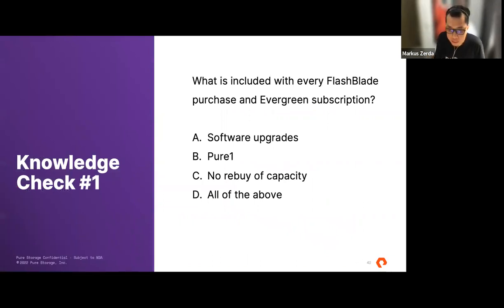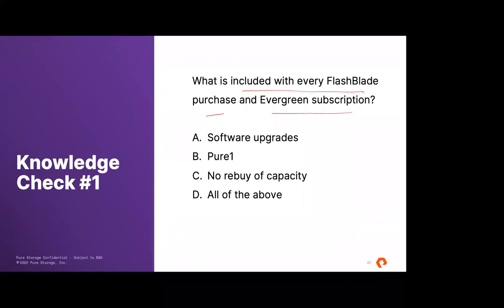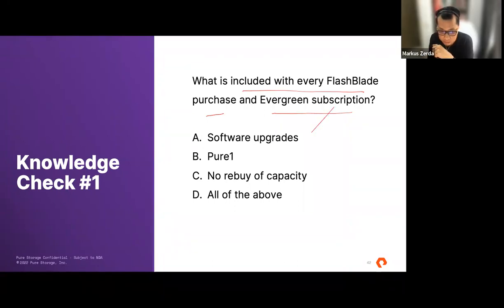Right? What is included with FlashBlade whenever FlashBlade purchases an Evergreen subscription? So if you have Evergreen subscription, what's included here? What is not included here? D, all of the above. Yeah, so it includes everything here. It includes access to Pure One, software upgrades, and of course, no rebuy of capacity. Right? Actually, 25%. Right? They're not going to rebuy the whole capacity. That's the key there, just to make it clear.